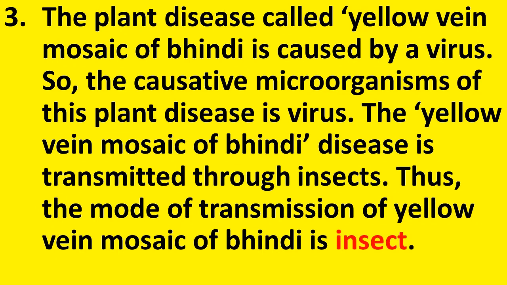So, what can we say about this disease called yellow vein mosaic of bhindi? It is caused by a virus. That is, the causative microorganism of this plant disease is virus. And it is transmitted through insects. That is, the mode of transmission of this plant disease is insects.